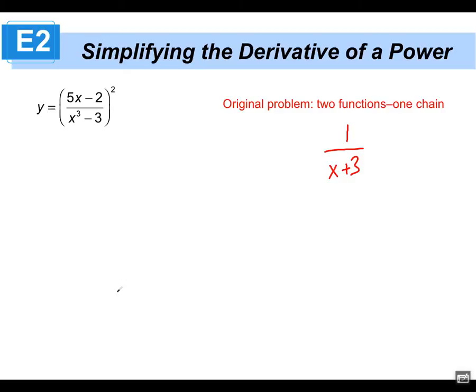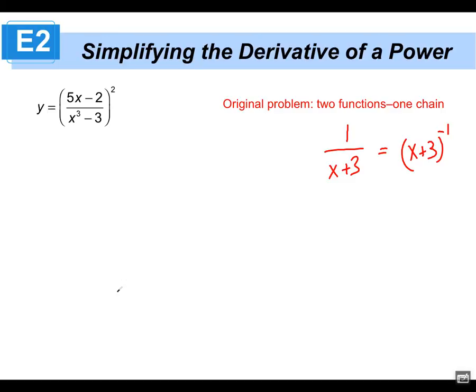Okay, well that's a quotient, so I'd have to do the quotient rule. So x plus 3 squared on the bottom, bring the x plus 3 to the top, and do all that business. However, I can rewrite this as x plus 3 to the negative 1st power. Now it becomes a chain rule, and you can do it as a chain rule. When you're done, the two functions might look the same, they might look different.